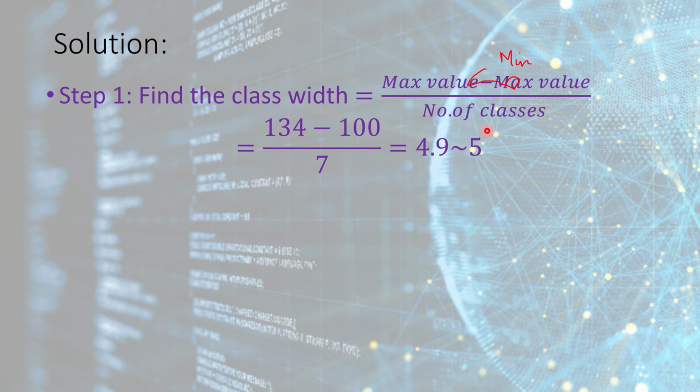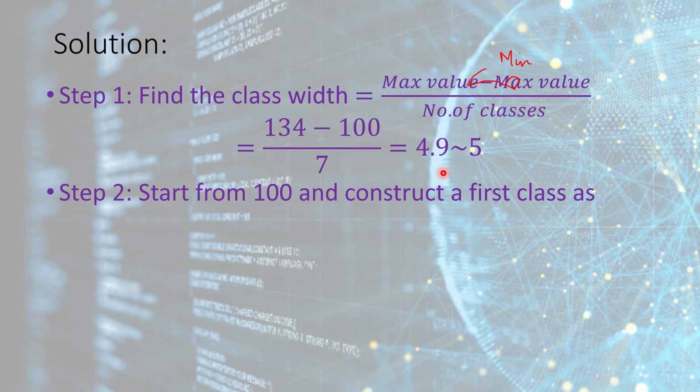As in the rules, we said that it's preferable to have an odd class width. So 4.9 gives you 5, an odd class width. If it was 5.9, you may consider 6. In that case, if it was 5.9, you may take 7 as well. If you go for the preferable class width, it is better to have 7, otherwise you can go for 6 as well.